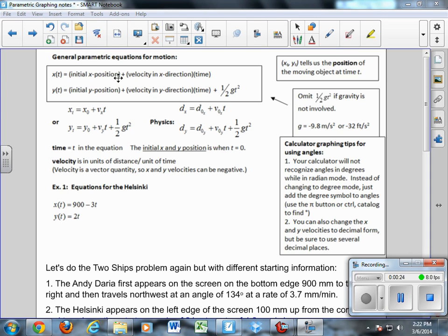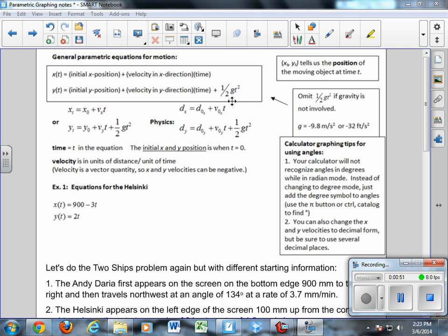X of t is some initial x position plus the velocity in the x direction times time. Y of t is the initial y position plus velocity in the y direction times time, plus 1/2 gt squared, which is the acceleration due to gravity if gravity is involved. In the ships in the fog problem, gravity is not involved. The ships are not being thrown in the air or launched, they're just sailing along the water, so we don't use this term.